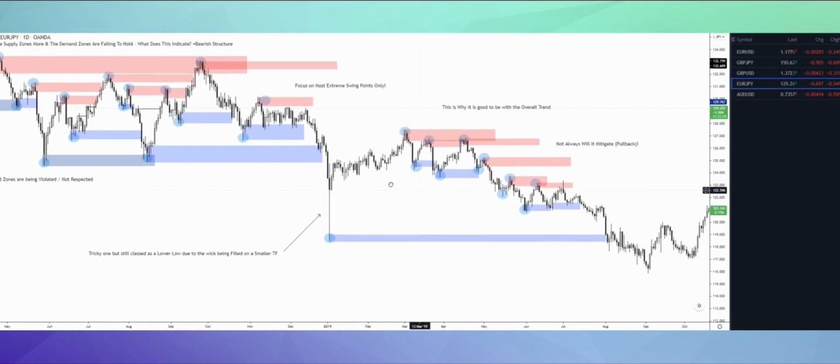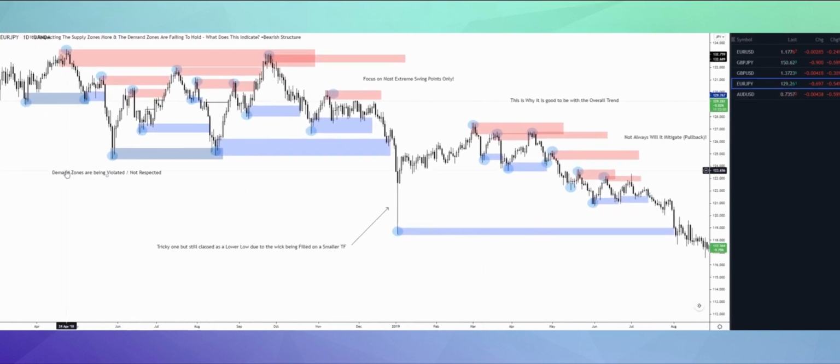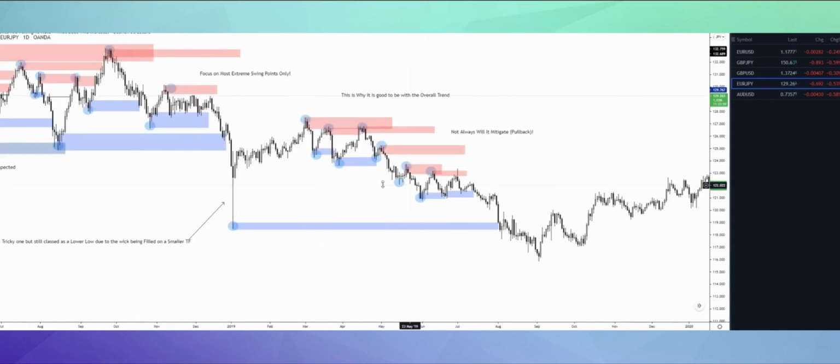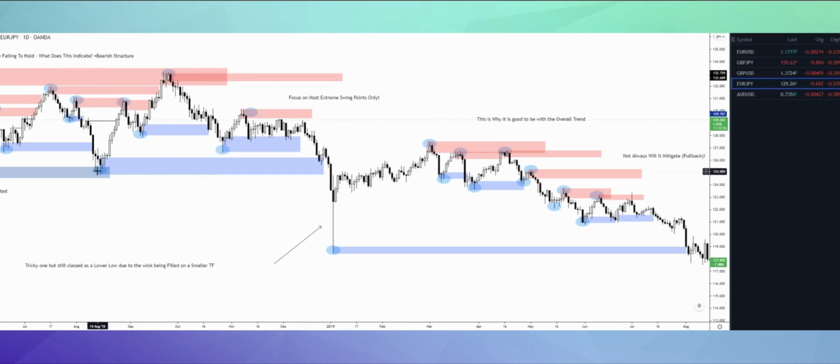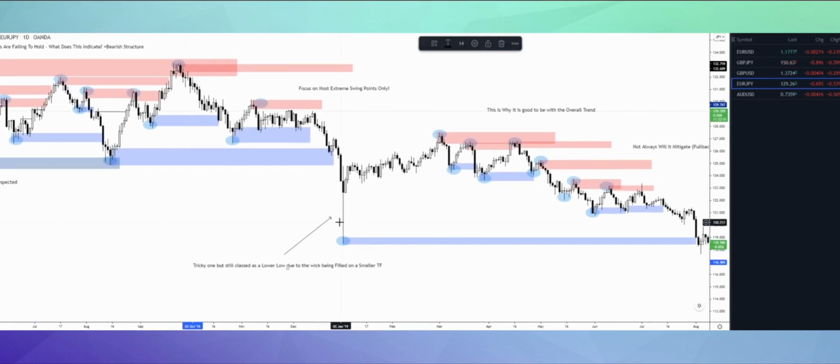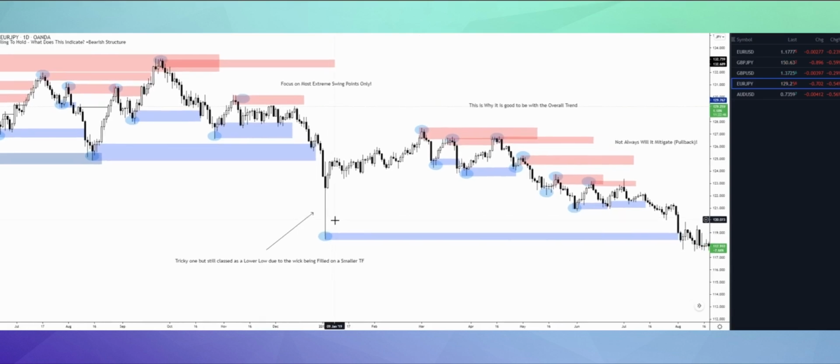Okay, so again, demand zones are being violated, not respected. So as you can see, even though price is tapping into it, sometimes we'll get a reaction like we did here, but the overall move is to the downside, right? So I'd much rather take this sell position here than this buy position here, okay? But this is a tricky one as well because this is still classed as a lower low, because this wick here will be filled on a smaller time frame.